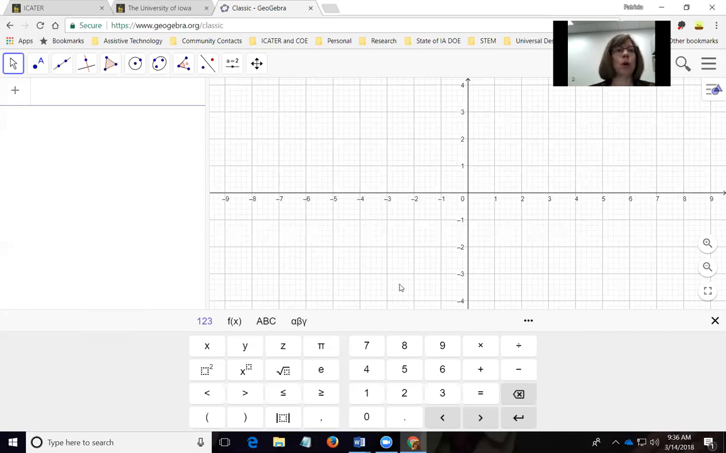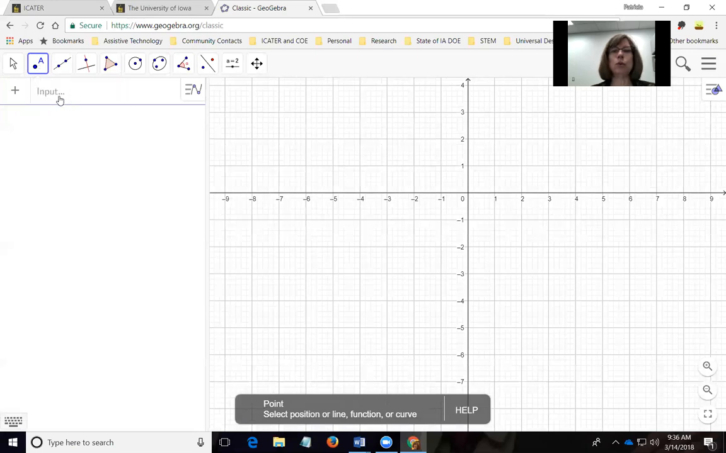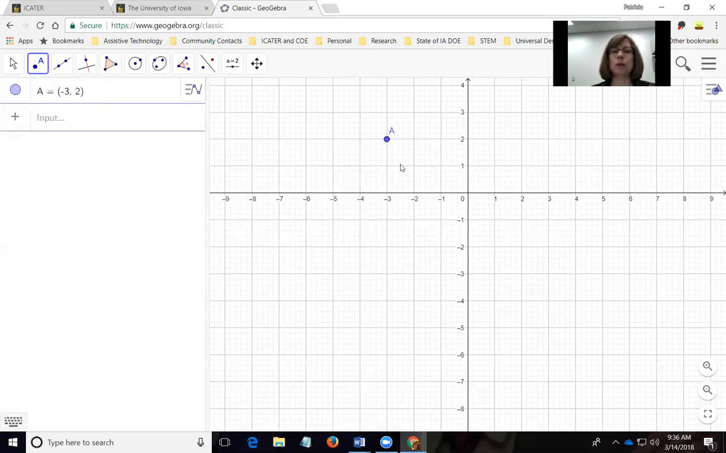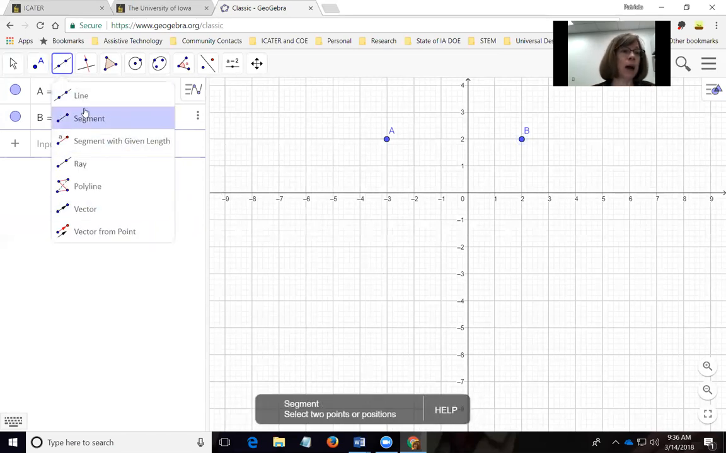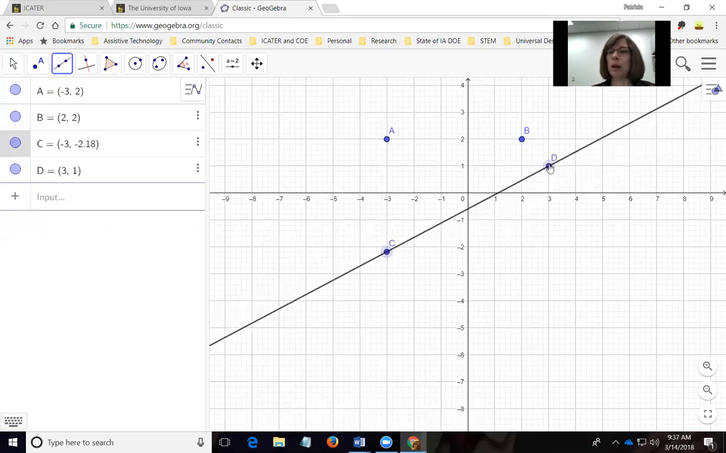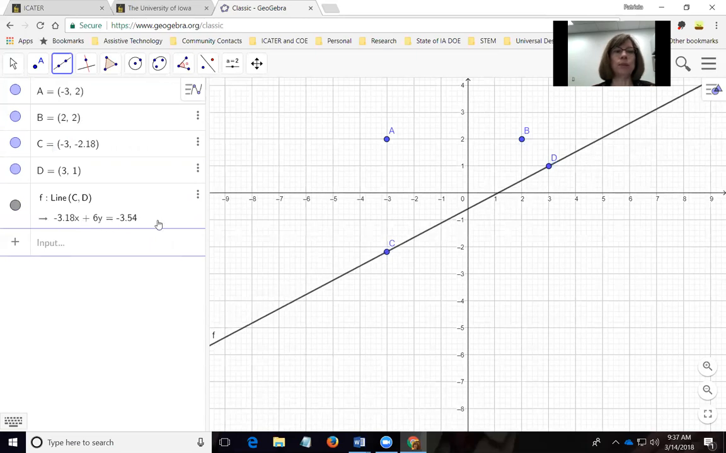equations. So here's your pointer tool, and here's points, so you can put in a point. When you put that point in, it shows you where it is on the graph. It gives you the equation for that. So here's another point, and it gives me the equation for it. I can make lines, and they can be lines or segments or vectors. So I can just make a line, and it gives me the equation for that line.